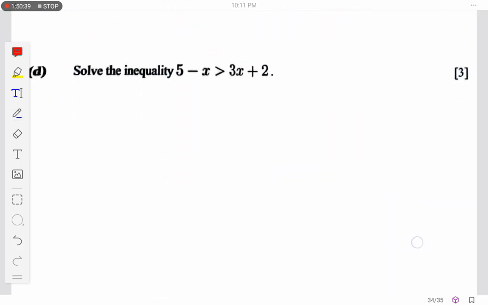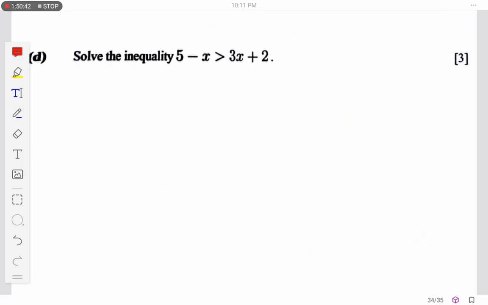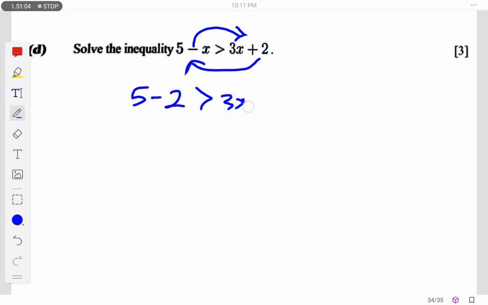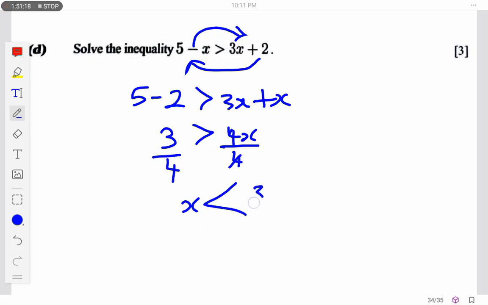Okay, the last question is saying, solve this inequality. So 5, okay, for this one, guys, it's easier for me. I don't like the changing of the sign. So I'm going to take this to this side, this x to this side, okay? That way I make my life easier, this 2 to this side. So I have 5 minus 2 is less than 3x, then plus x. So this is going to give me 3 here is less than 4x. We divide by 4, divide by 4. You find out our x is going to be greater than 3 over 4.